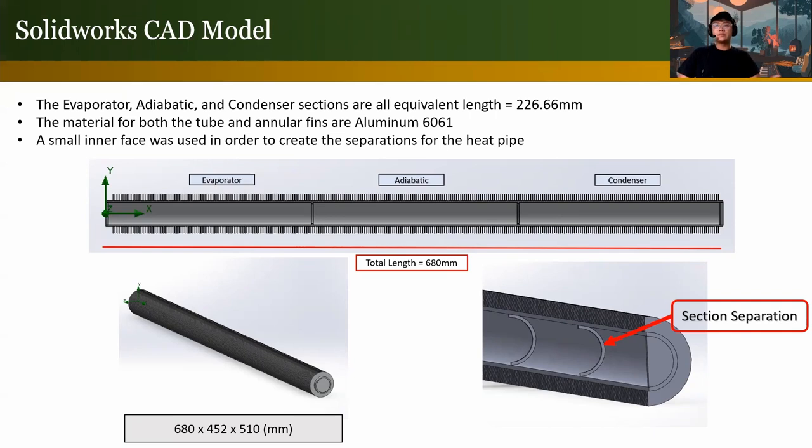For each component in this heat pipe, we use the material aluminum 6061, which is the same as stated in the report. And on the bottom right, you can see the section separators, which are a small interface in order to create the different sections of the heat pipe.